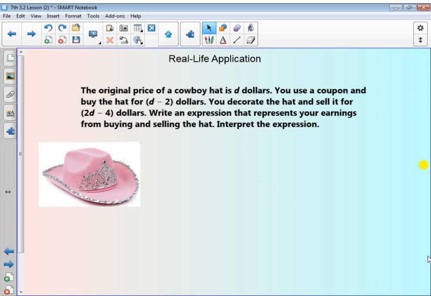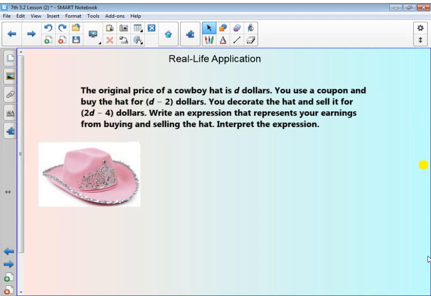Okay, our next part of our lesson, we're going to just use linear equations to solve some real world applications. So here we've got a scenario. It says the original price of a cowboy hat is $D. So that D is representing how much you paid for the cowboy hat. You use a coupon and buy the hat for D minus 2.